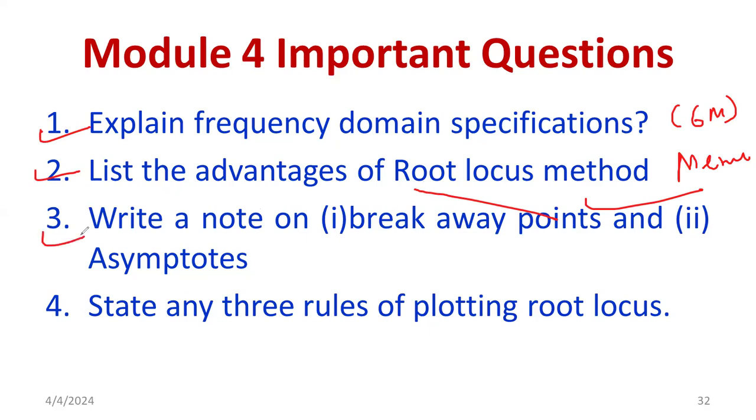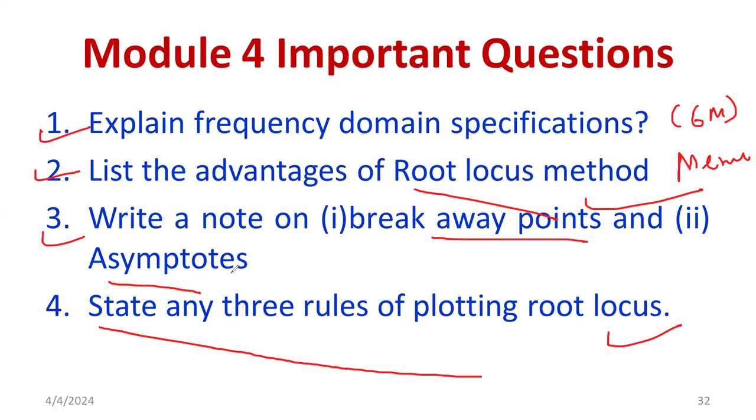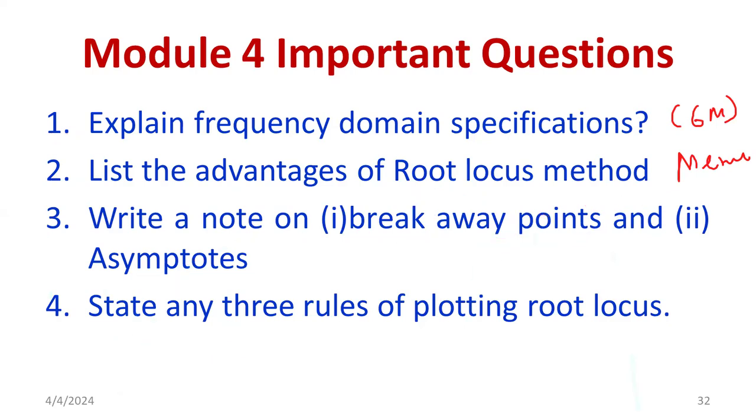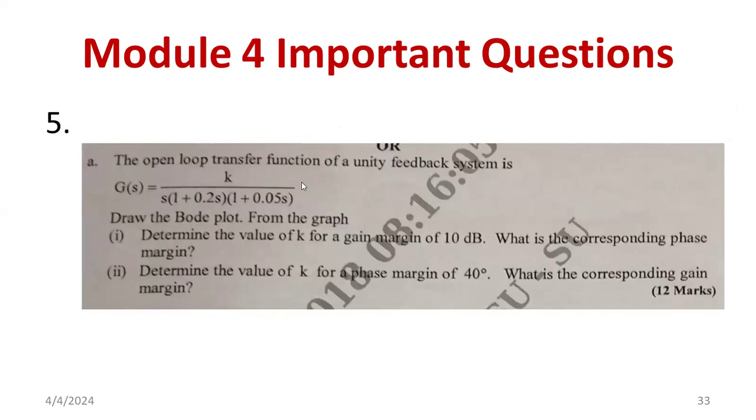Next is: write a note on breakaway points and asymptote. It is better to write the equations. Next is: state any three rules of plotting the root locus. That's also very important. These theory parts are very important. I request you to go through the rules whenever you are going to plot the root locus, that you have to take care. I'll be showing you the summary about root locus at the end of the session.